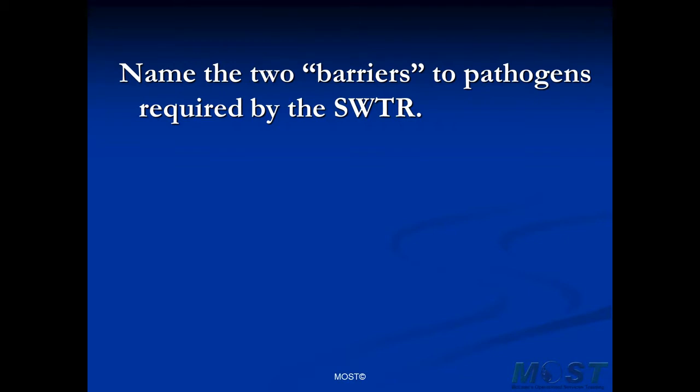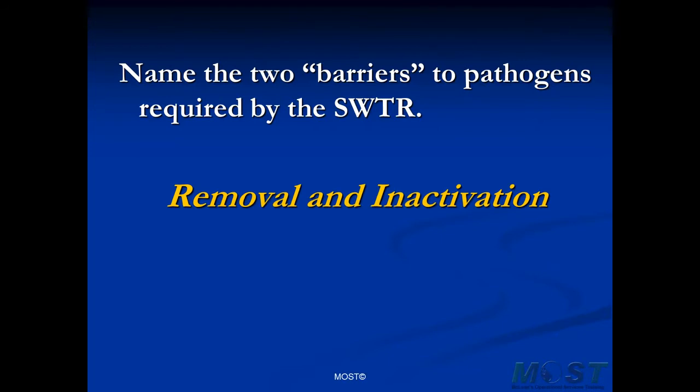What are the two barriers to pathogens required by the Surface Water Treatment Rule? Well, the Surface Water Treatment Rule requires multiple barriers to the pathogen. Those two barriers are, we have to take steps to remove the pathogens physically from the water, and then steps to inactivate or disinfect the pathogens that remain.